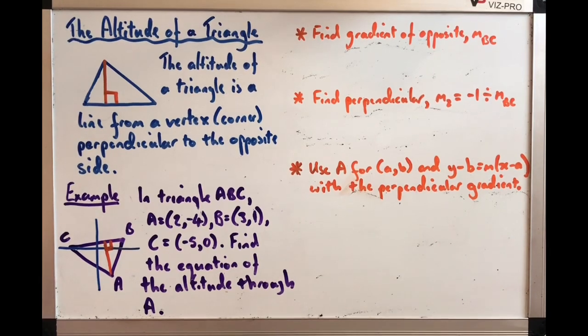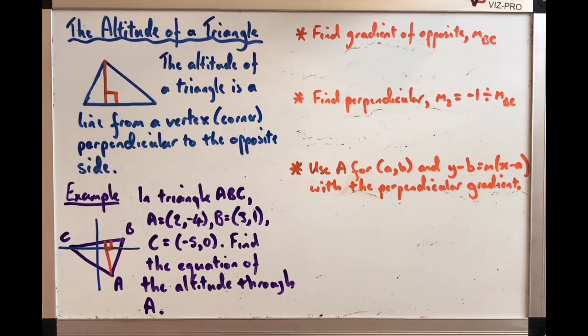Okay, the last line we're going to have a look at is the altitude of a triangle. The altitude of a triangle is a line from a vertex, a corner, perpendicular to the opposite side. So it goes through a corner and it is perpendicular to the opposite side.